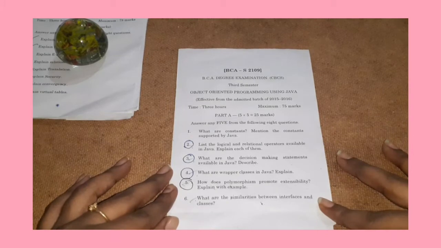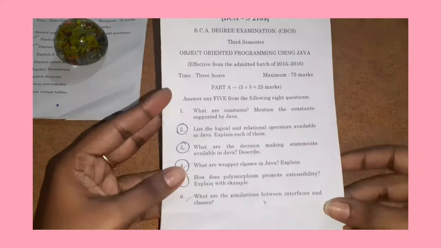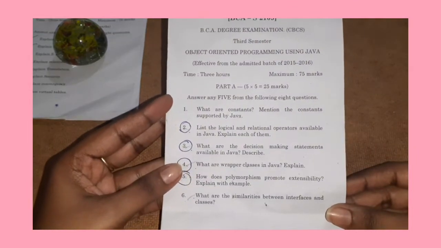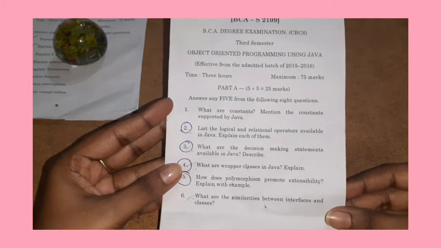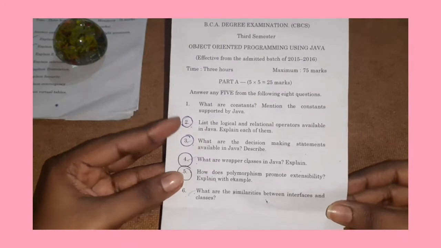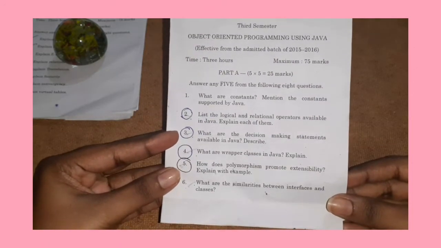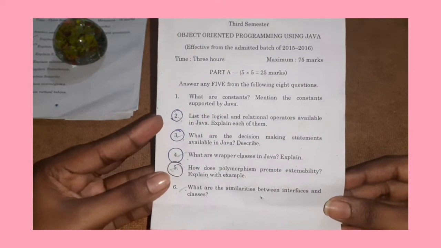First question is, what are constants? Mention the constants supported by Java. Second question, list the logical and relational operators available in Java. Explain each of them. Third question, what are the decision-making statements available in Java? Describe.